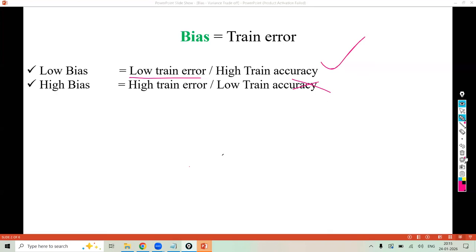Right? Now, second, coming to the variance. Variance is called test error. Error here means RMSE, what you finally calculate overall. That is nothing but RMSE. Okay, is the point clear, guys?